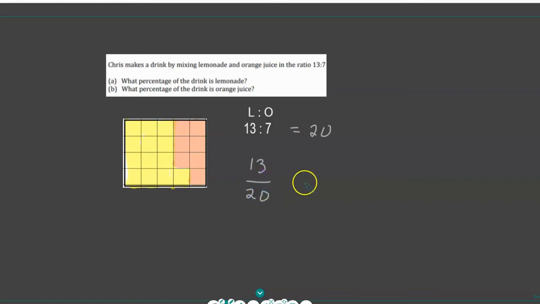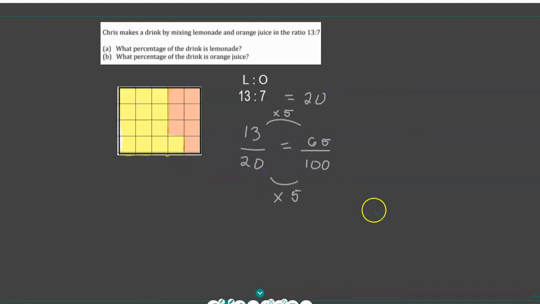We're going to change this fraction to percentage. If you have a calculator, you can divide the numerator 13 by the denominator 20 and then times 100. Or you could change the denominator 20 to 100 by multiplying 20 by 5. So what you do to the denominator, you do the same to the numerator. So you also multiply the numerator by 5, which will give you 65. So 65 over 100 is the same as 65%.